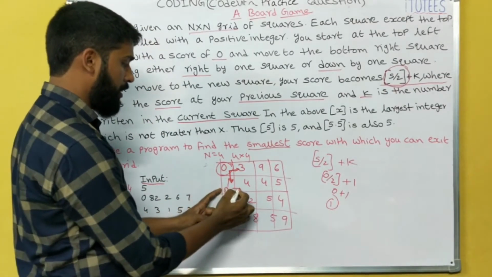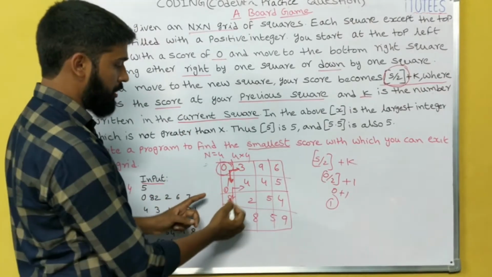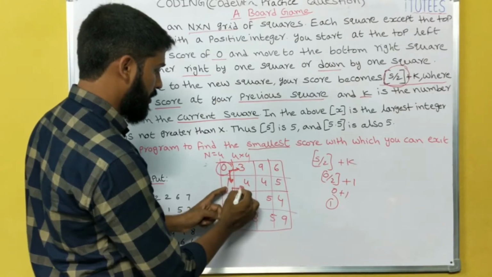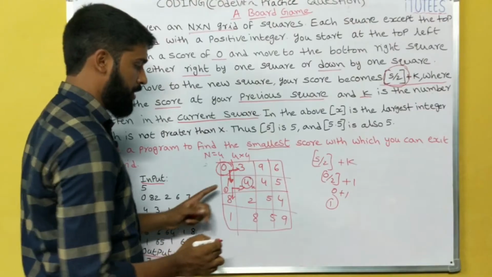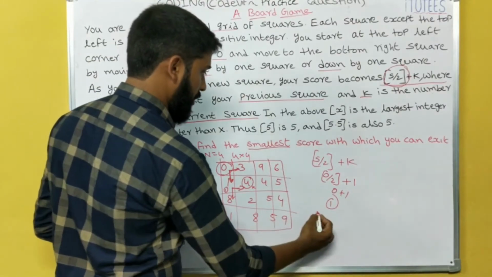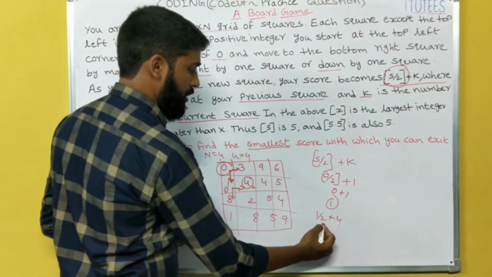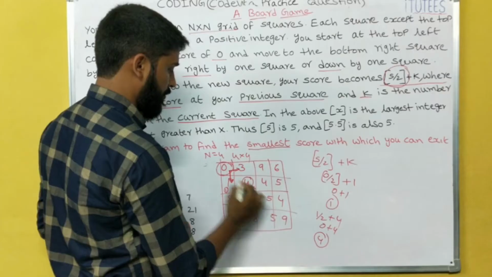Now I can move right or down. In these two, the 4 is the smallest value. So I can move right here. So this is the k now. So what is the previous value? 1. 1 by 2 plus 4. So 1 by 2 means 0, plus 4, 4. So that means here the value is 4.